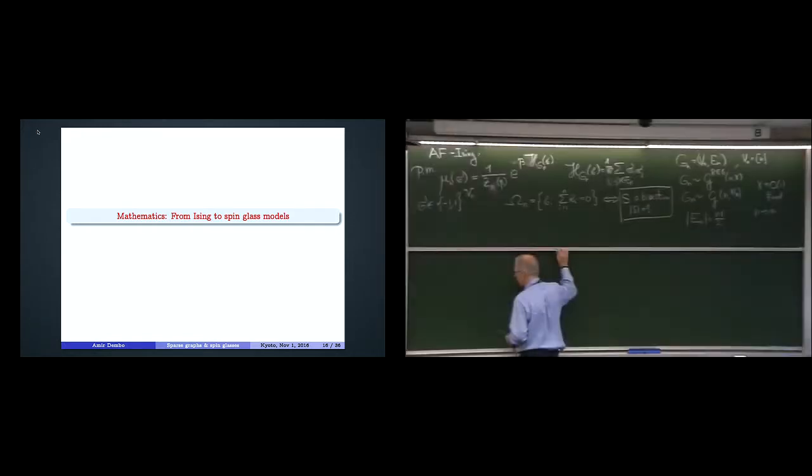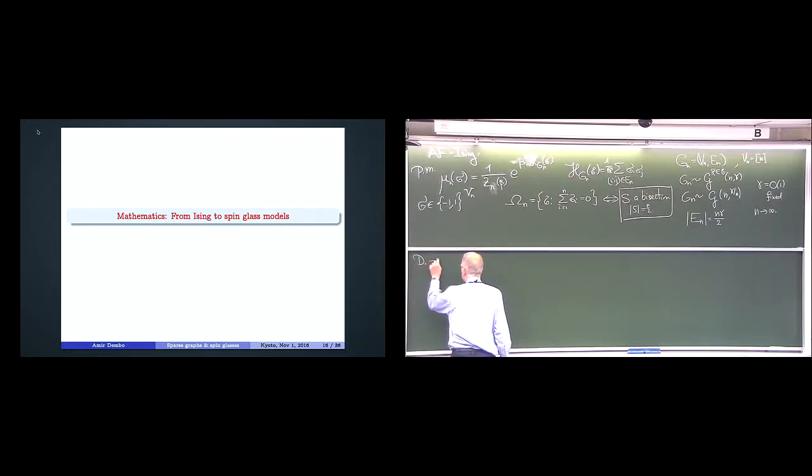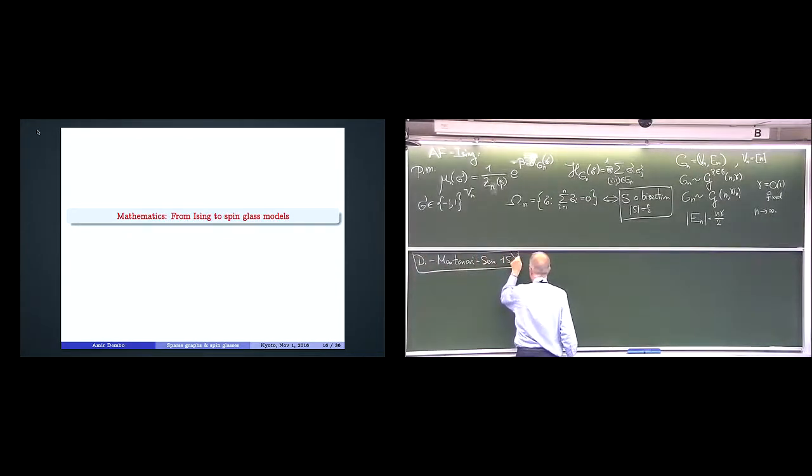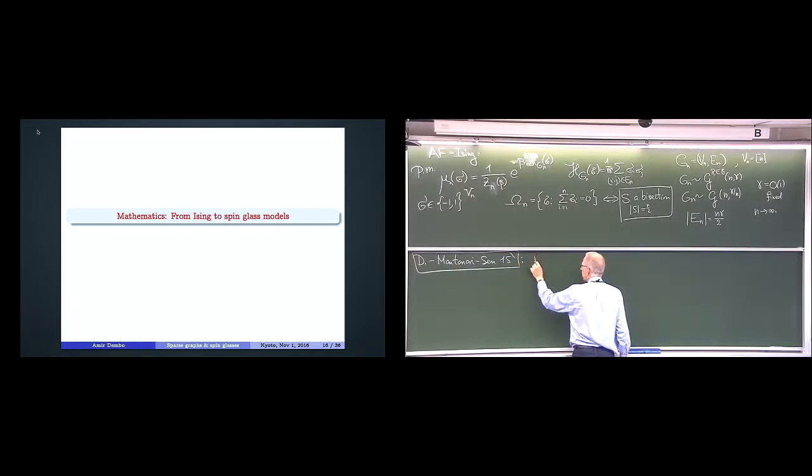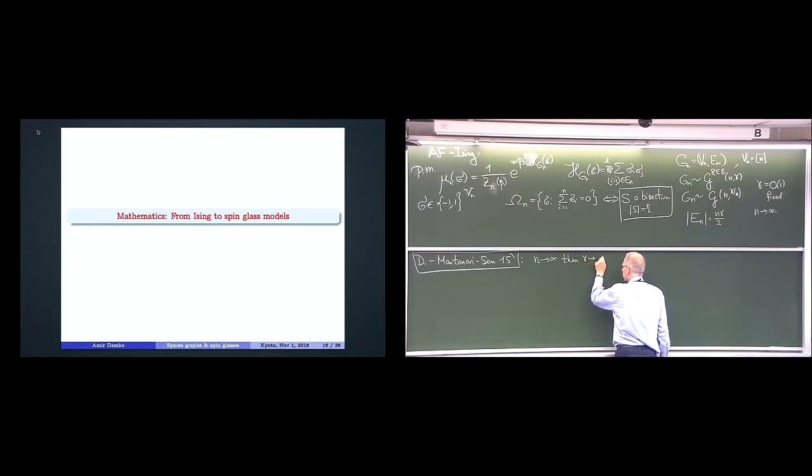Okay, so now I will go to the essential part of the proof of the result that I mentioned towards the end of the first lecture, and I will repeat this result. This is joint work with Montanari. It's posted on the arXiv and it's going to appear eventually in Annals of Probability. And we are looking at the regime where n goes to infinity, then gamma goes to infinity.